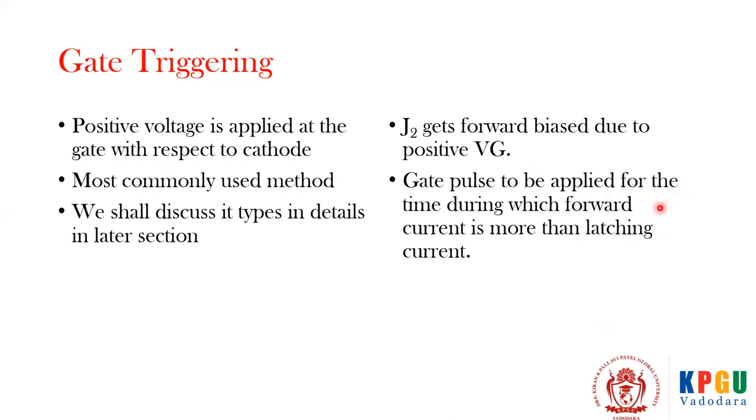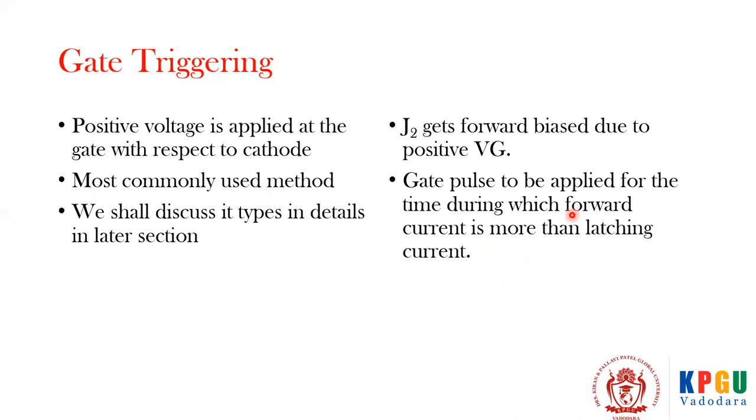The gate pulse is to be applied for the time duration for which the forward current is more than the latching current, right? So it's called the turn on time. So the gate pulse should be longer than the turn on time of the SCR. If the gate pulse is applied for a very short duration, then also the SCR will fail to turn on. So if a sufficiently long gate pulse is applied, which is more than the turn on time of the SCR, then the thyristor will get turned on. What is the requirement for the thyristor to get turned on? It should be in the forward blocking mode.